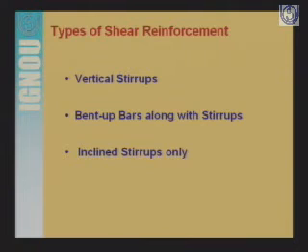Third arrangement is inclined stirrups. We can provide the stirrups in inclined form also. In the first case, I told you that vertical stirrups means stirrups are provided in vertical position. Here in this case, you can provide the stirrups in inclined position. So these are the three different arrangements for providing the shear reinforcement. Now with this information, let's go for the design of shear reinforcement.